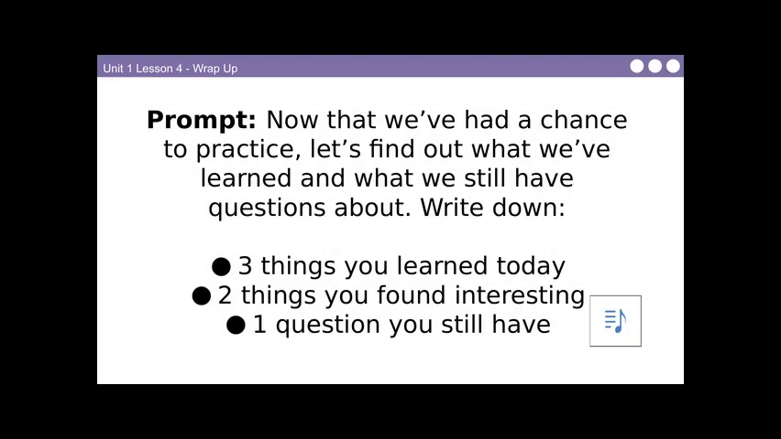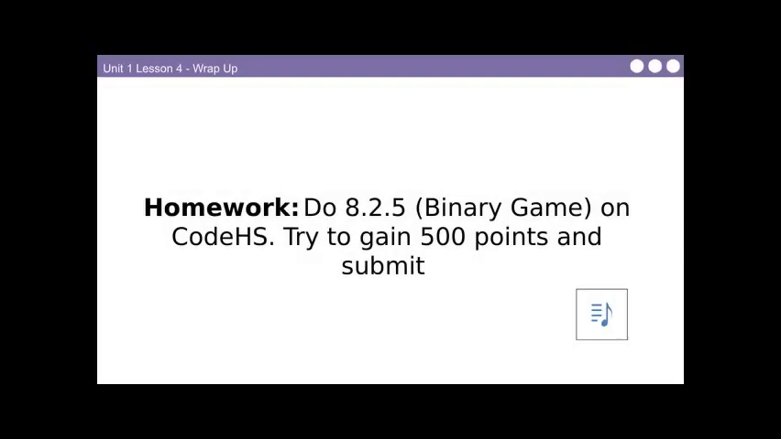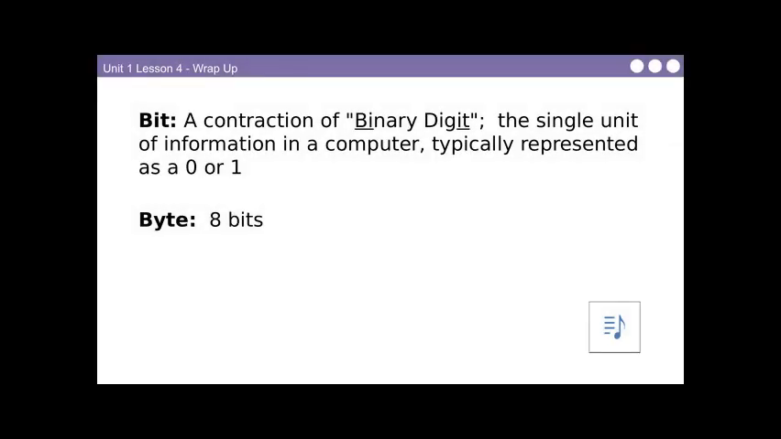Now that we've had a chance to practice, let's find out what we've learned and what we still have questions about. Write down 3 things you learned today, 2 things you found interesting, and 1 question you still have. As homework, please work through exercise 8.2.5 on CodeHS. It's a game that gives you practice on how to convert binary numbers to decimal and decimal numbers to binary. Try to gain a minimum of 500 points and then hit submit. Also, in these last few minutes, add to your journal the vocabulary definitions of bit and byte.